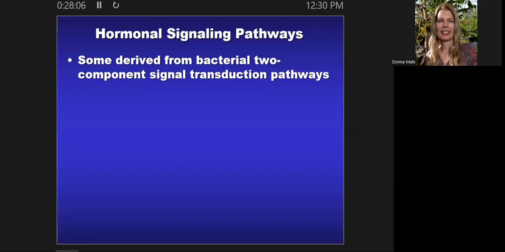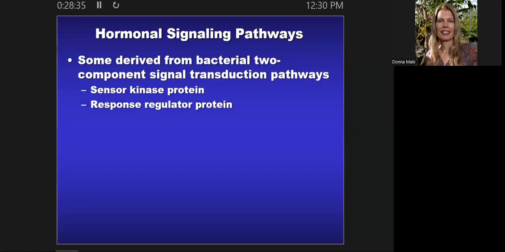Two components. That means there's two major things to think about in this signal process. So this is the first one. There's a sensor kinase protein. It's the sensor. It's the one that will pick up on that signal, maybe a hormone docking into this. So this is a protein. It's a receptor protein. So it could be a sensor kinase for a particular hormone. So that's one of the players of the two component.